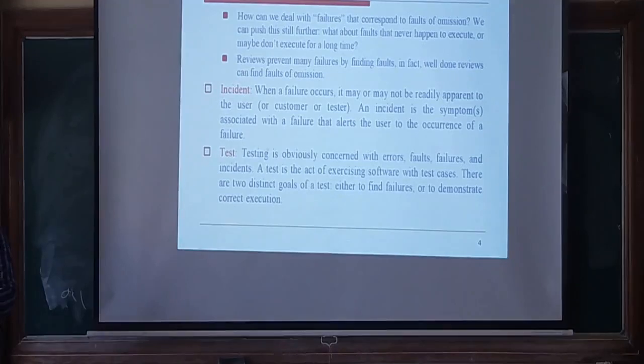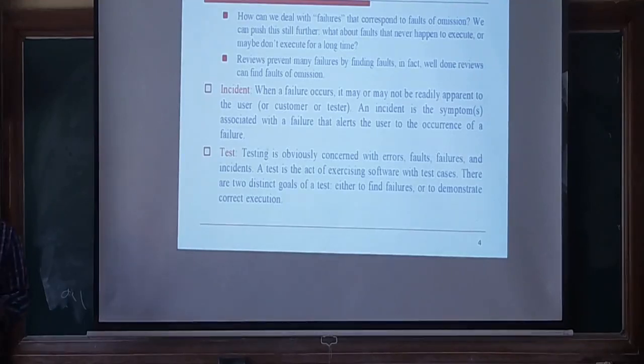Now, given these two subtleties, these facts, how do we deal with the failure that corresponds to the faults of omission? Or we can still push it further: what about faults that never happen to execute, or maybe don't execute for a long time? Those faults are obviously very difficult to identify.